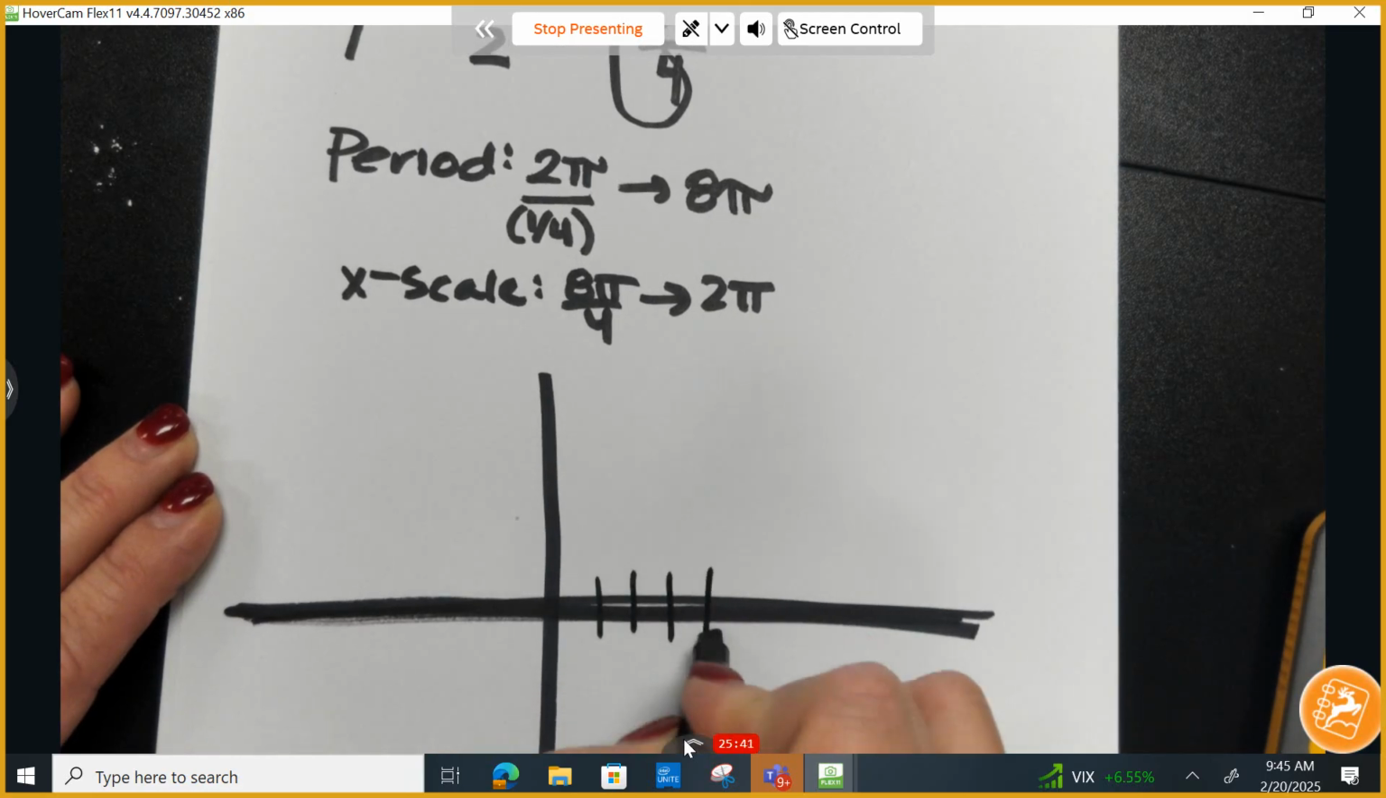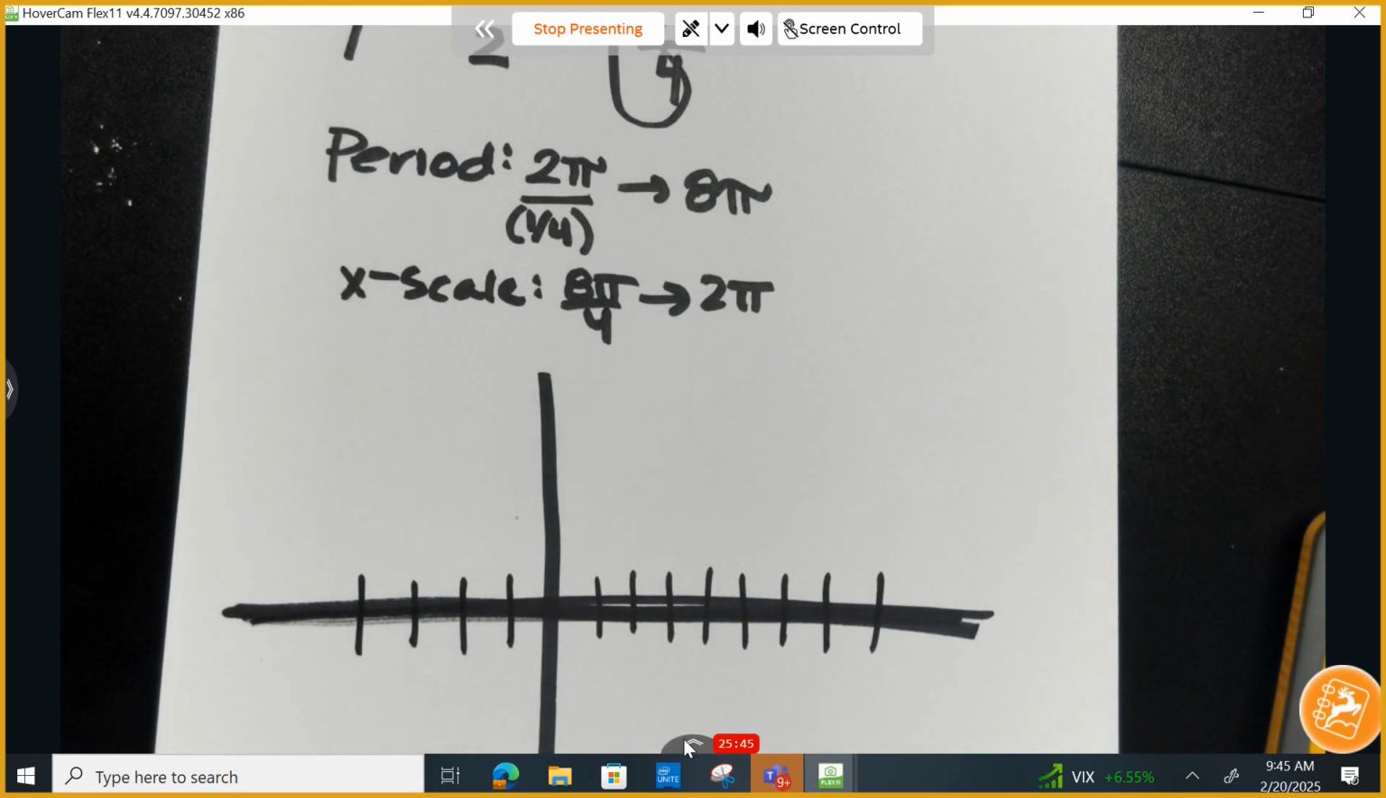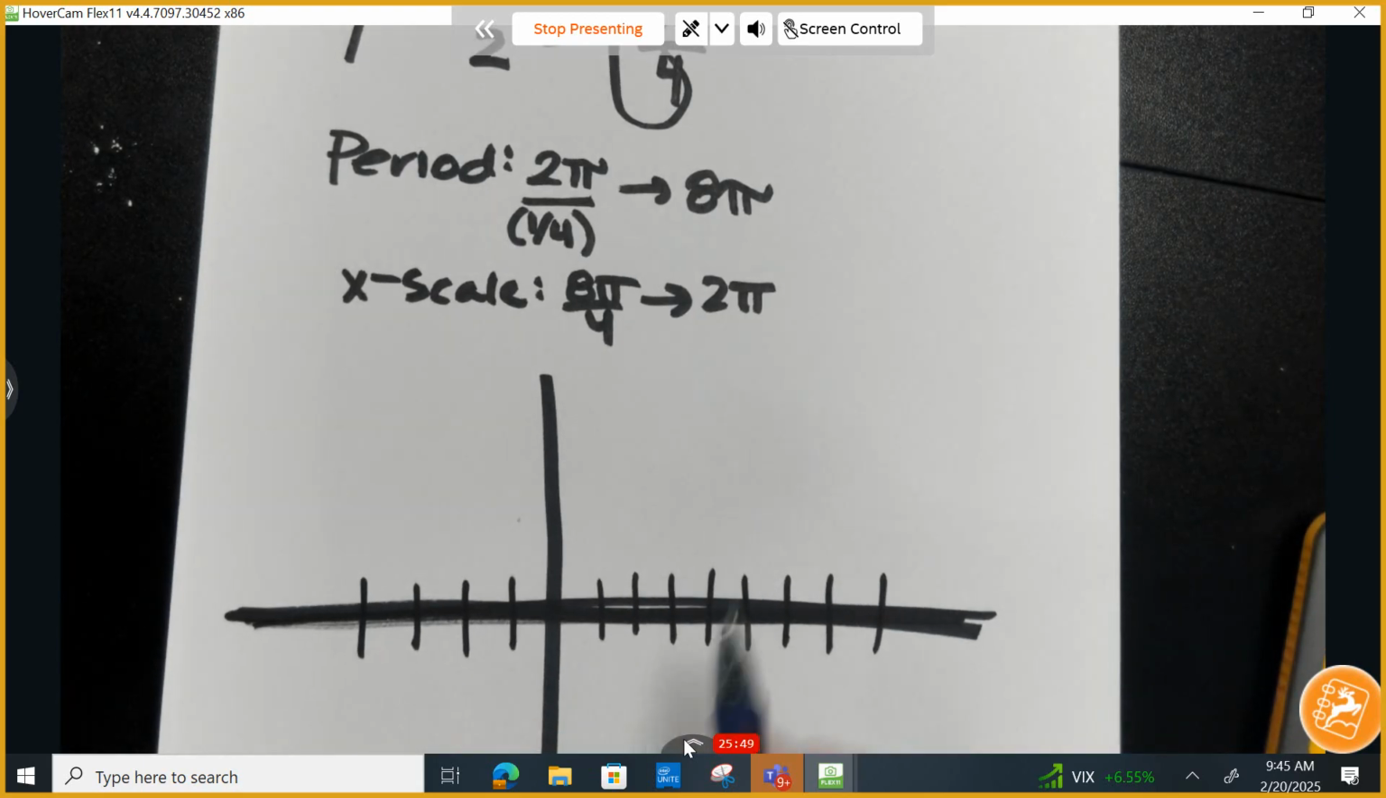1, 2, 3, 4, 1, 2, 3, 4. Okay, 2 cycles to the right, 1 cycle to the left. Okay, you ready? Turn to your partner. 1, 2, 3, 4. What value should go underneath the 4th line? Pi. 8 pi. Why is it 8 pi? Turn to your partner. Period length means when one cycle is done and you've completed 4 steps, what is the length along the x-axis?